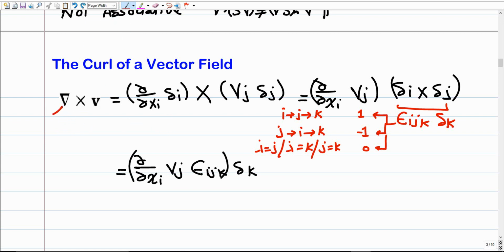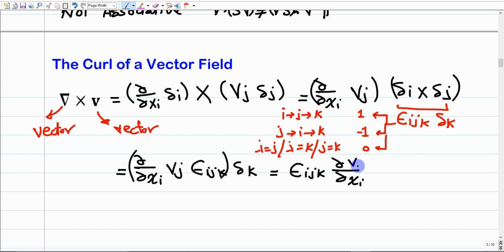Remember that the nabla is a vector, and v itself by definition is a vector. And if you remember, we said that the cross product of two vectors gives a vector, so that's why we're going to end up with delta k here. That is fine if we write this term in this form. We can write this one in another form. How about if we decided to start with epsilon ijk, then we're going to have partial by partial xi vj, still the same term, the same value, and here the delta k.